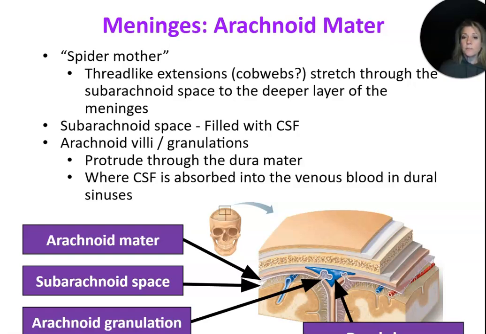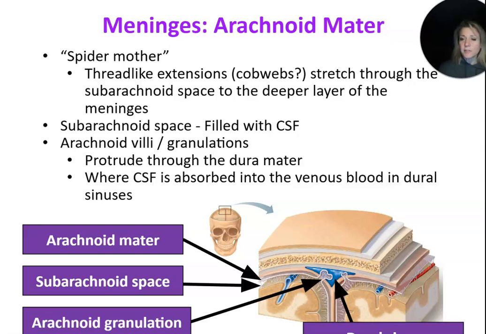protrude through the dura mater. And this is where cerebrospinal fluid is going to empty into the venous blood in the dural sinuses so that we have a constant refreshing of cerebrospinal fluid, new cerebrospinal fluid bathing our brain all the time so that we don't have stagnant fluid kind of sitting around. So those are the arachnoid villi or the arachnoid granulations. And if you look at the picture, I've got an arrow pointing to one of them. See how it extends into that dural sinus?